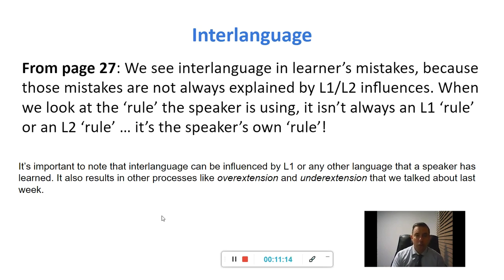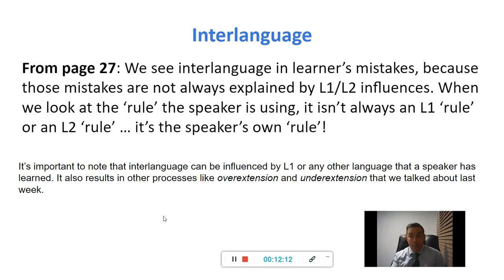So on page 27 in your workbook, it says, we see interlanguage in learners' mistakes because those mistakes are not always explained by L1 or L2 influences. And when we look at the rule the speaker is using, it isn't always an L1 rule or an L2 rule, it's the speaker's own rule. Now I want to add to that, when we talk about interlanguage, it can, in fact, be influenced by your first language. So when we say L1 interference, as they used to call it, that's when you're using a rule from your first language when you're trying to speak in that second language, right? Or you could have a rule from another language that you studied, and you're kind of applying that in your third language or something like that.